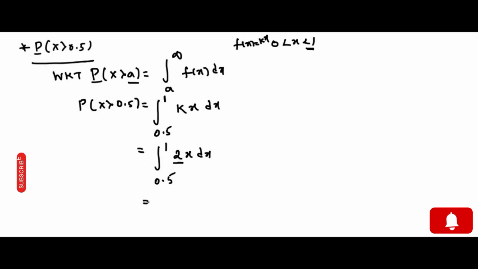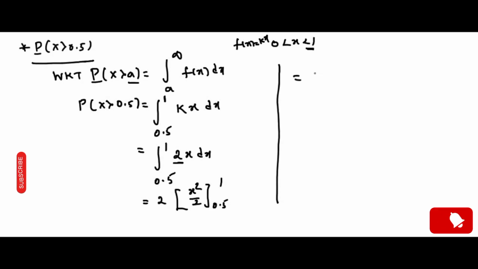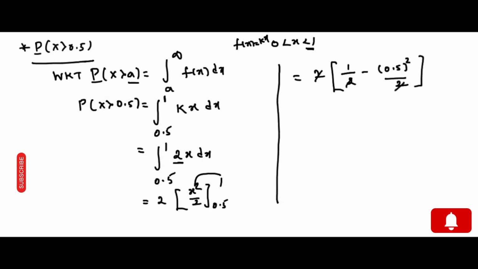So we take it outside of this integral, and we get 2 into the integration of x, that is x square by 2, limit varies from 0.5 to 1. So now we substitute x equal to 1 minus x equal to 0.5. So we can write 2 into, substituting x equal to 1 here, we get 1 square, that means 1 by 2, minus 0.5 whole square by 2. Okay, so here the 2s get cancelled, right? So we get 1 minus 0.5 whole square.